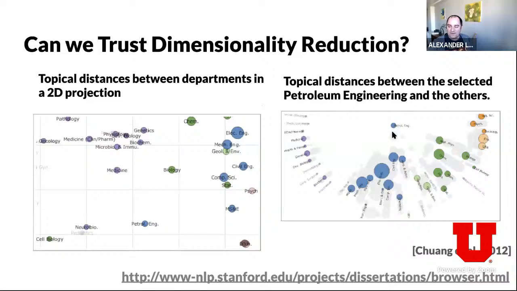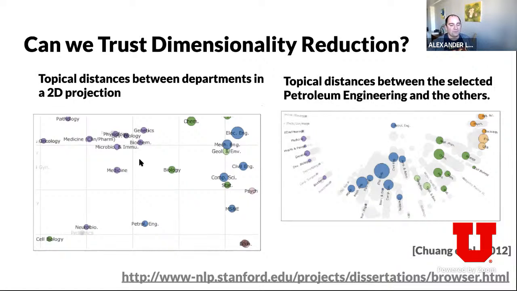So petroleum engineering seems to be closest to civil engineering, aerospace, and electrical engineering, and much less close to neurobiology, right? So you see that this really was a mistake. Whenever you use a dimensionality reduction method, you will have these artifacts.